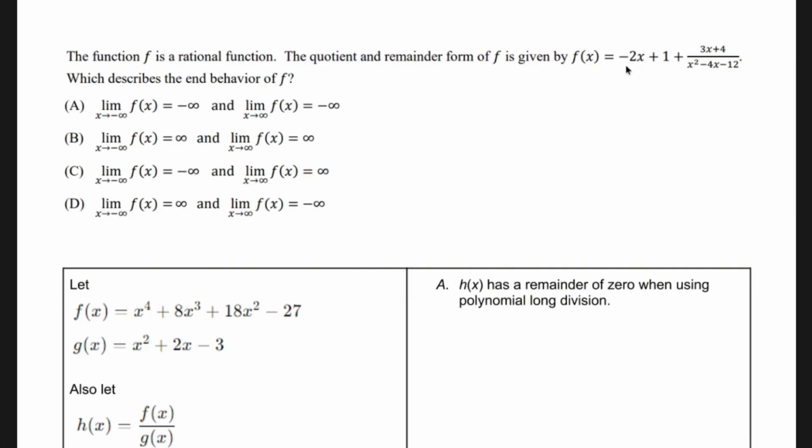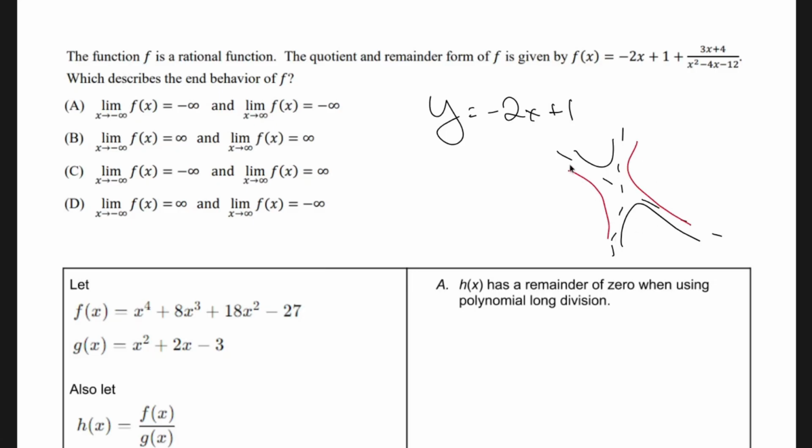So they are telling you right now that this slant asymptote is y equals negative 2x plus 1, which means your slant asymptote is going to look like this. So something like this will happen, right? Or something like this will happen. Either way, you're going up and to the left and down and to the right.